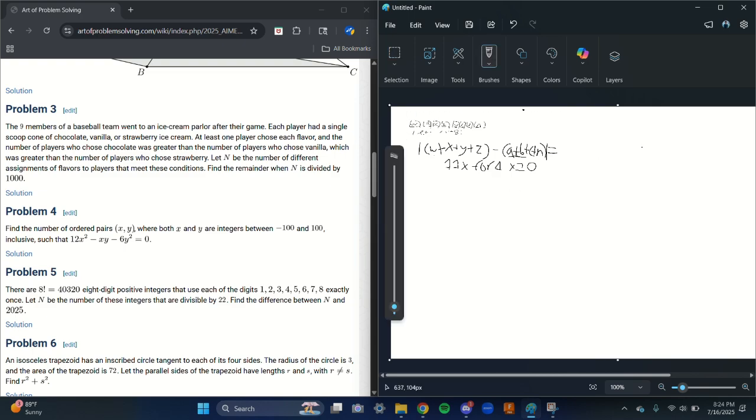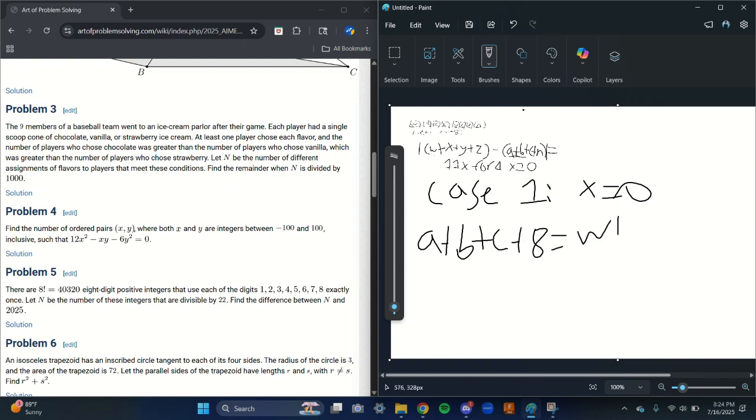So case 1 is x equals 0. If x equals 0, then we have a plus b plus c plus n, which is 8, because we let n equal 8. So a plus b plus c plus 8 equals w plus x plus y plus z.